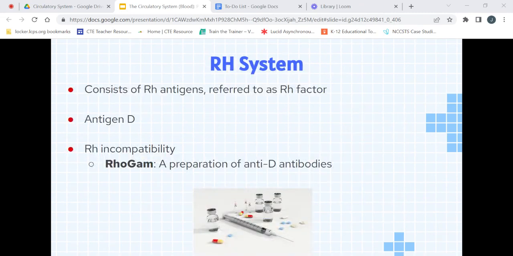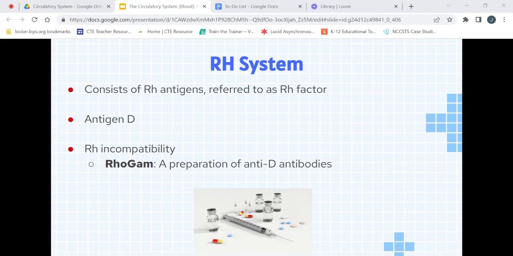Next, we're going to talk about the Rh system, which consists of Rh antigens referred to as Rh factor. The most important type of Rh factor is antigen D. Most persons of Western European descent are Rh positive, which means that they have antigen D on the surfaces of their red blood cells, in addition to the antigens of the ABO system appropriate for their blood type. Antigen D does not occur in the blood of Rh negative persons unless they have been exposed to it. However, once antibodies in Rh blood have been produced, they remain in the blood.